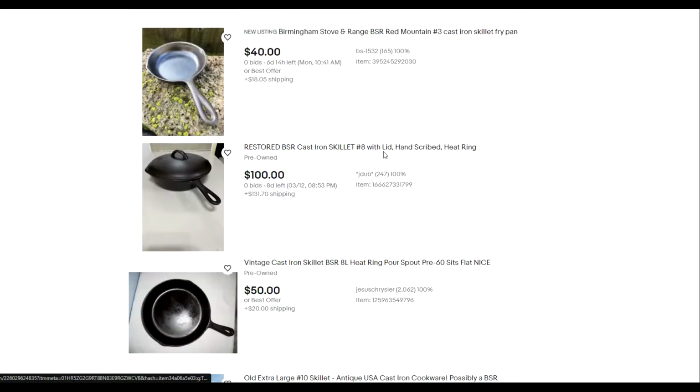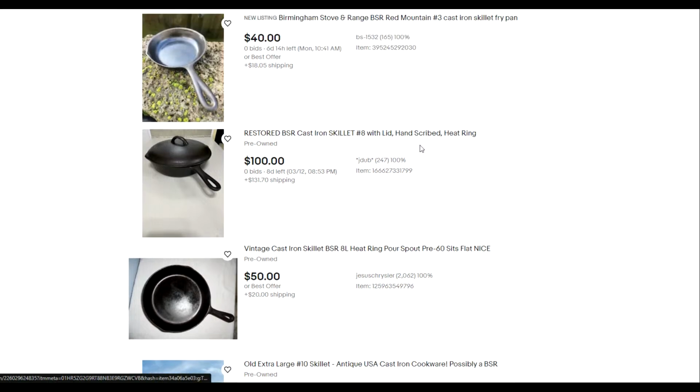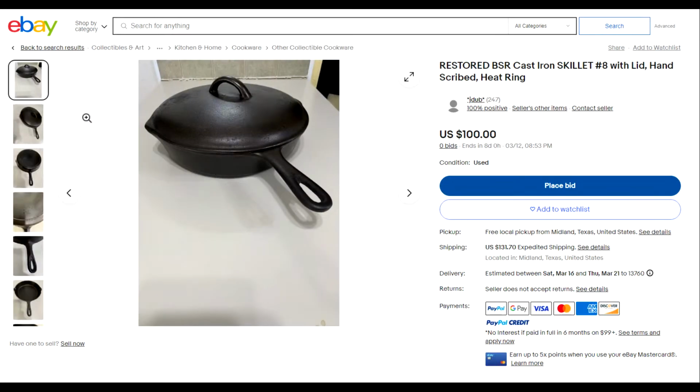$40, Birmingham Stove number 3. And here's another cast iron skillet with lid, hand scribed. Hand scribed, huh? That's interesting, assuming they're telling the truth. Restored BS&R cast iron skillet number 8 with lid, hand scribed, heat ring, $100. Shipping, $131. Oh, man. So, in other words, you're going to pay over $200 for this set. The shipping costs more than the pan itself, and the $100 price? Woo! Oh, boy.